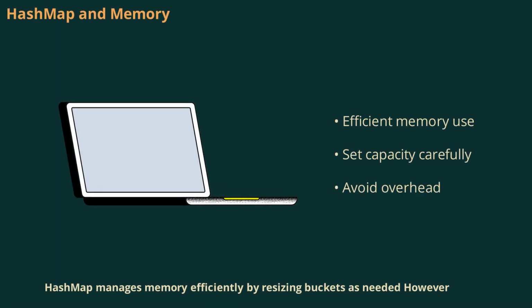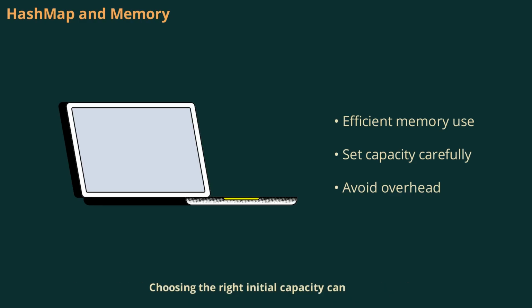HashMap manages memory efficiently by resizing buckets as needed. However, be mindful of memory usage when storing large numbers of entries. Choosing the right initial capacity can help avoid unnecessary resizing and memory overhead.